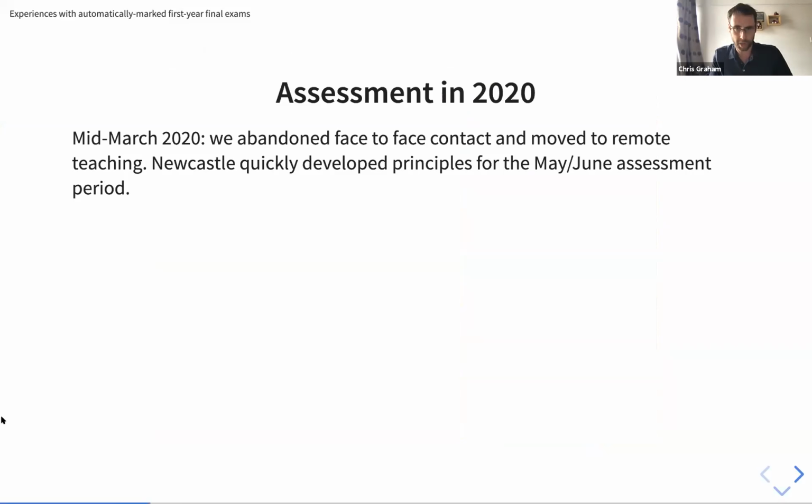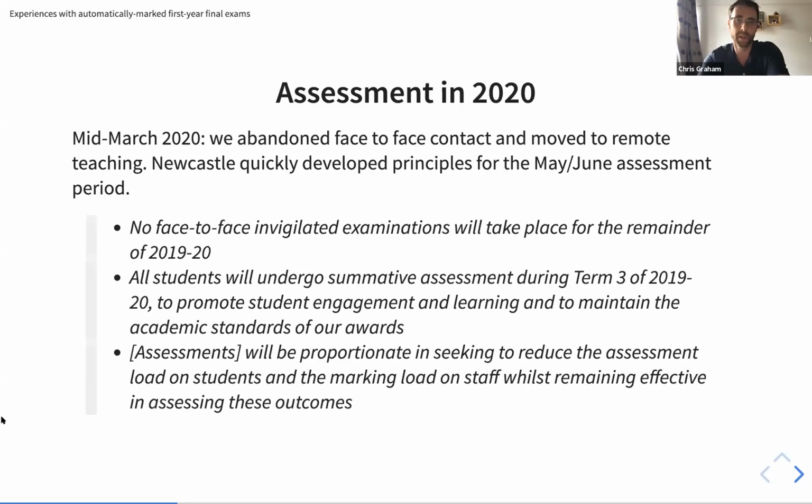In mid-March, like many other places, we abandoned face-to-face contact with our students and moved to remote teaching. As you'd be aware in other places, our university had to make decisions about what we would do in the assessment period that followed, and some very different choices were made, even compared to the previous speakers. So, just picking out a few items from the guidelines, which are available online if you want to look at them.